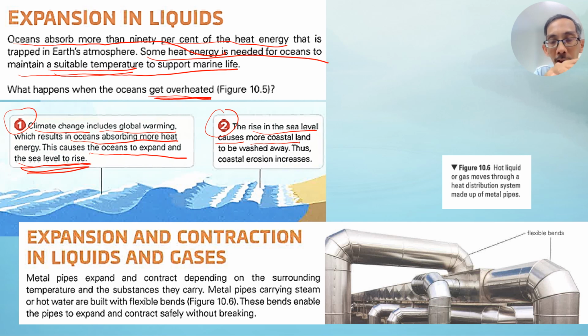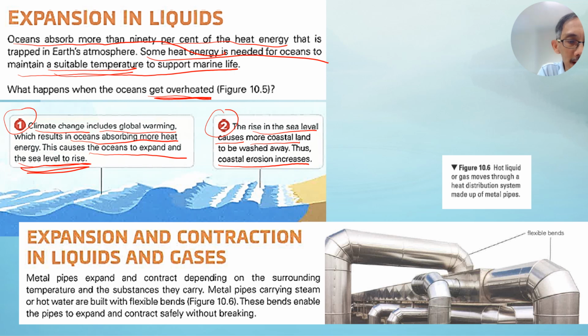The sea level will get higher, and the coastal land will get washed away, will be underwater. And other than that, there will be coastal erosion too. It means those areas beside the sea cannot be used or will be damaged. Okay, so that's the first part here in the slide.